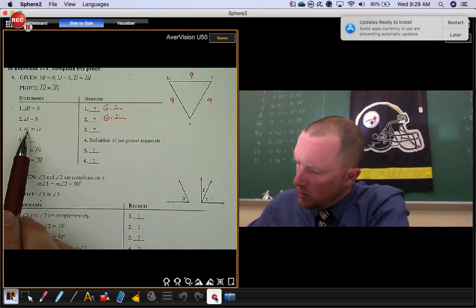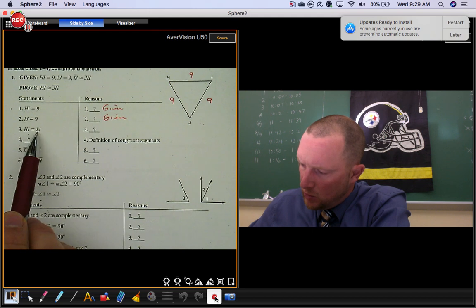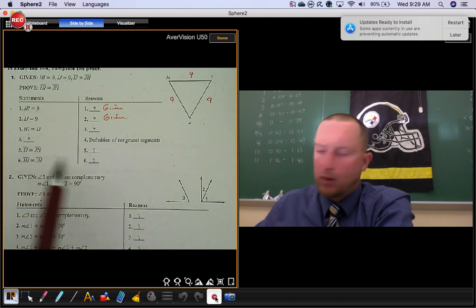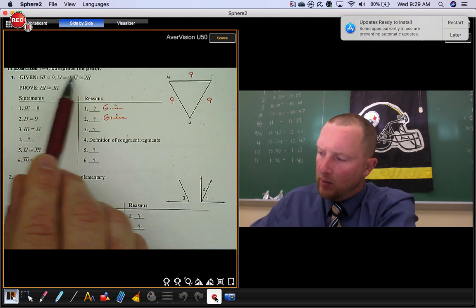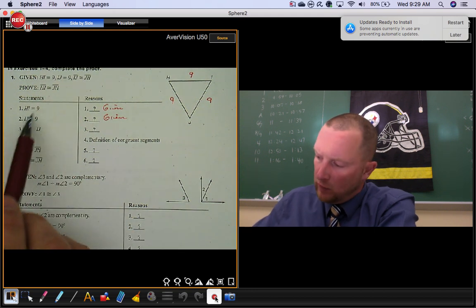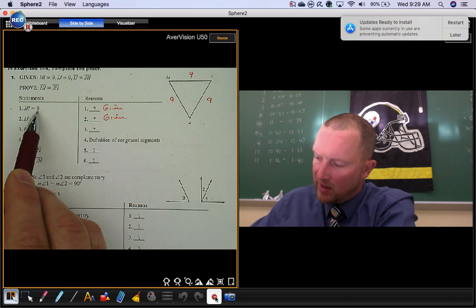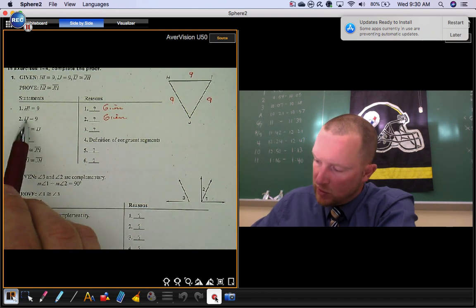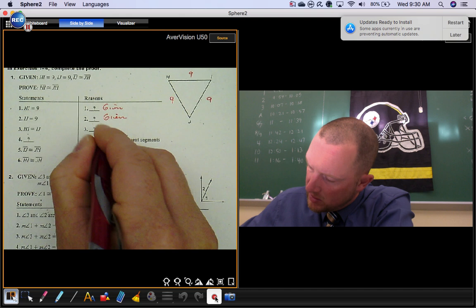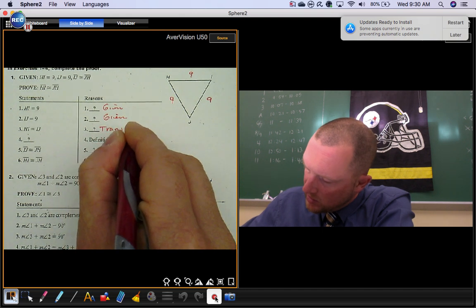How do we know H to I equals I to J? It doesn't have anything to do with the diagram or the given statement. If you look at the two things that you just stated, you have two different things that equal the same thing. So what do you know about those two different things? They're the same as each other. That's your transitive property of equality.